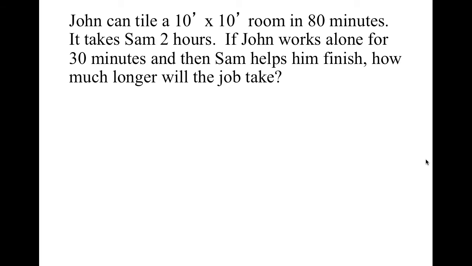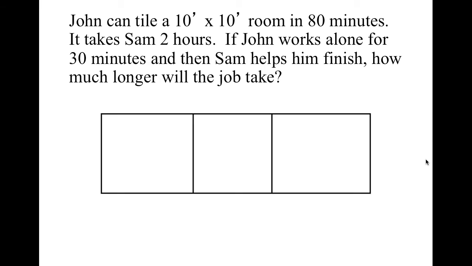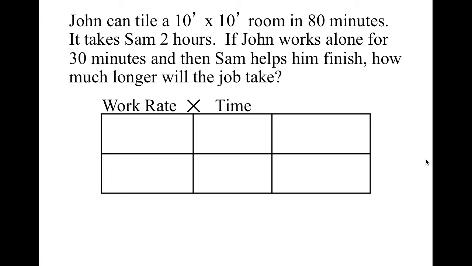And this is where I really like to use the work rate times combined time equals my work done. I'm going to have to convert units. And then I've got John and Sam. Sam's time is going to have to be converted from 2 hours to minutes. It's easier to do hours to minutes versus minutes to hours. So let's convert his 2 hours to minutes, because that's the easier one to do. So that would be 120 minutes.